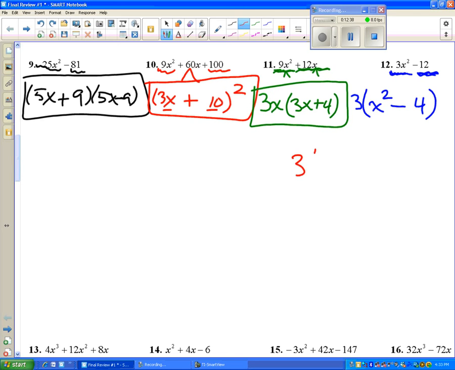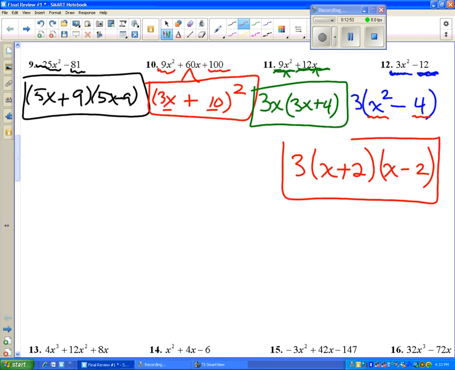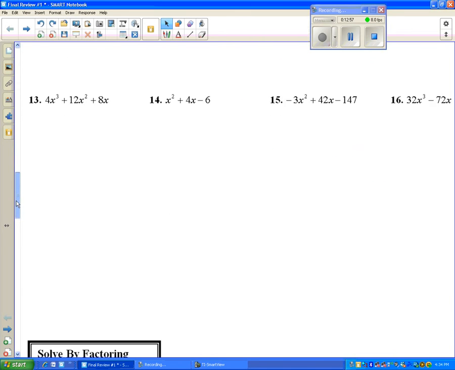So the 3 is in front. Is x squared a perfect square? Yes. What? 1x. Is 4 a perfect square? Yes. What? 2. Is it subtraction in the middle? Yes. So it's x plus 2, x minus 2. That's my answer. Next set of problems.